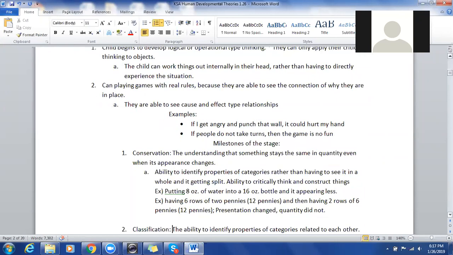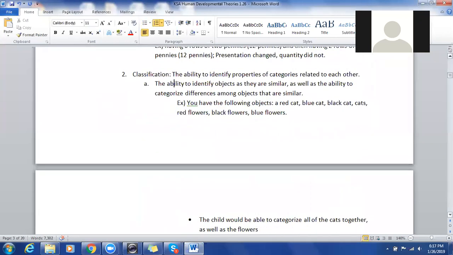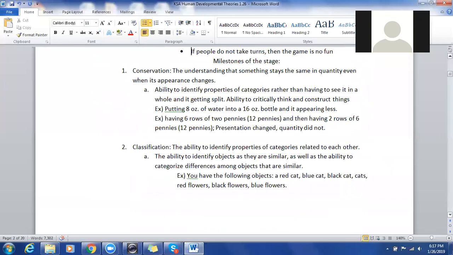The two main milestones here are conservation and classification. Conservation, think of rainforest conservation. If we rescue animals, it's not changing the actual count of the animals, it's just diverting them to a different place. It's being able to identify properties of categories rather than having to see it as a whole and it getting split. It's the ability to critically think and construct things, like the understanding that something stays the same in quantity, even if its appearance changes or it diverts away.